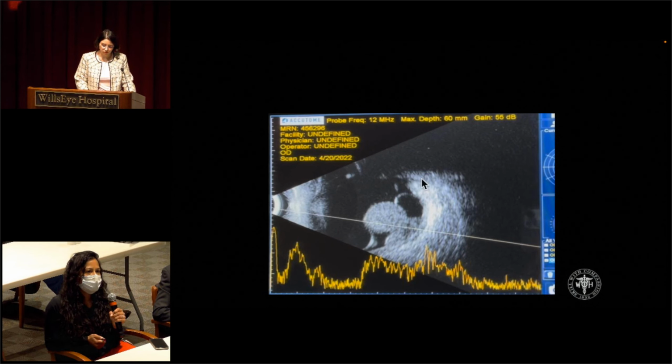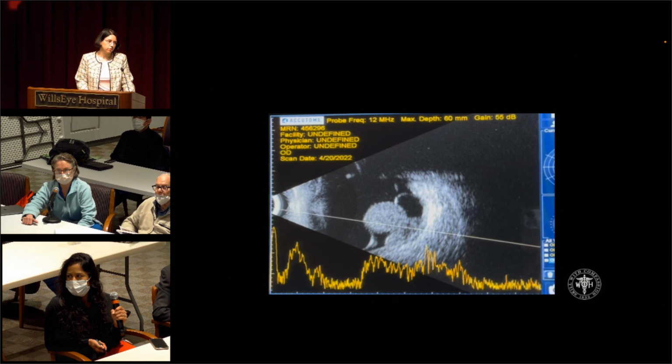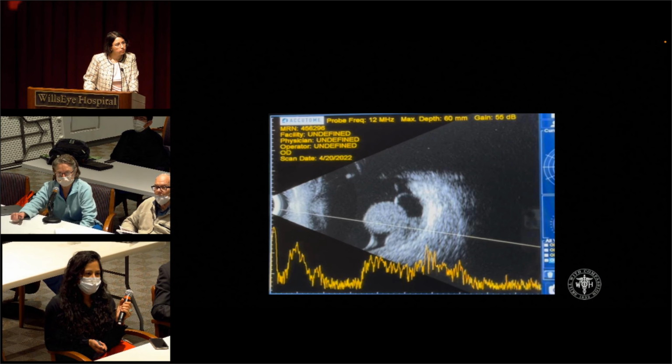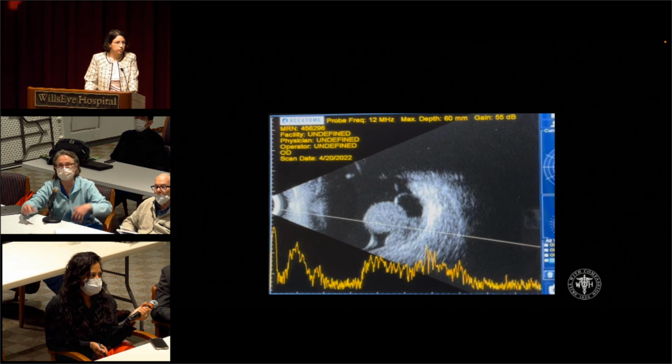Not many things have a mushroom configuration. Probably 99% of the time it's going to be a melanoma, but 1% of the time it could be other things. There have been case reports of retinoblastoma, but this doesn't look like that, with mushroom configuration, choroidal hemangioma with a mushroom configuration, metastatic disease with a mushroom configuration. But just keep in mind, 99% of the time it's going to be a melanoma.